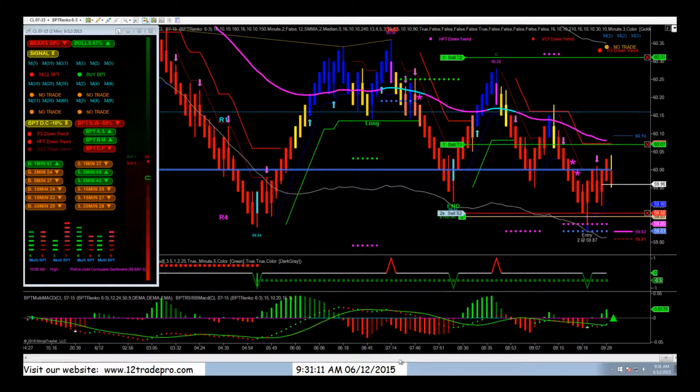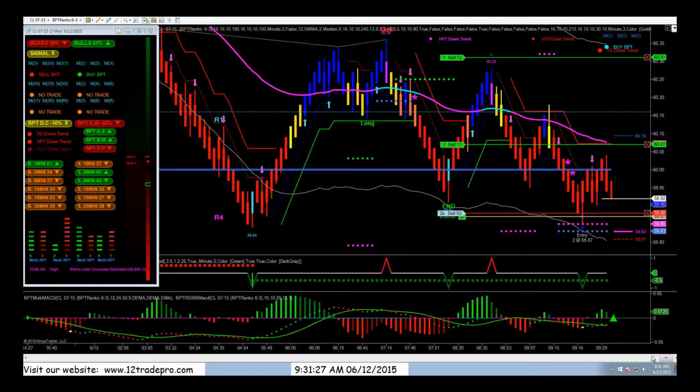Okay, the U.S. market just opened up. It's 9:30, 9:31. You can see in the middle of the monitor, I have the time stamp, and it will correspond to the computer clock in the bottom right-hand corner. 9:31. Chart says 9:31, computer clock says 9:31, and the timestamp says 9:31.